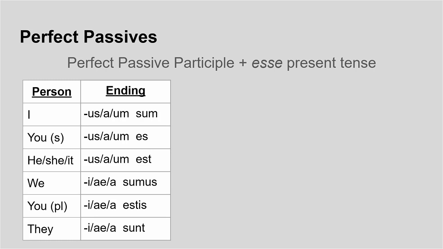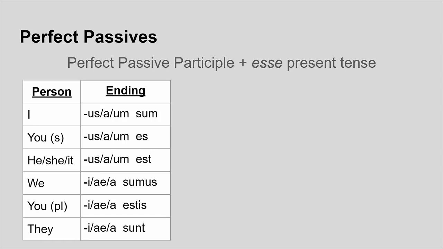For the I version of the verb, sum. For the you version of the verb, you add es. For the he, she, it, you add est. When we get to we, you, they, we're now in the plural nominative zone. So the number of my perfect passive participle has to change. It still depends on the gender, i, ae, a, but now they are all nominative plural. And then I add on sumus for we, estis for you plural, or sunt for they.